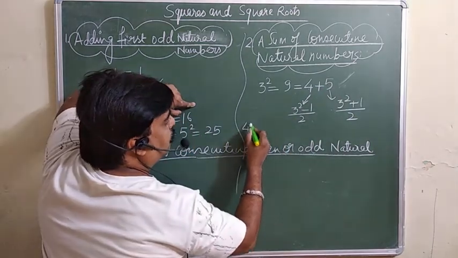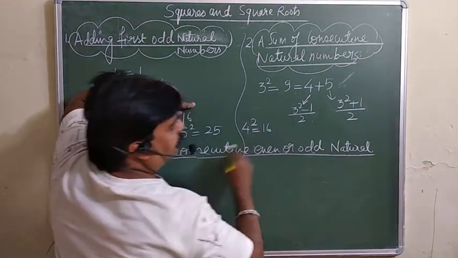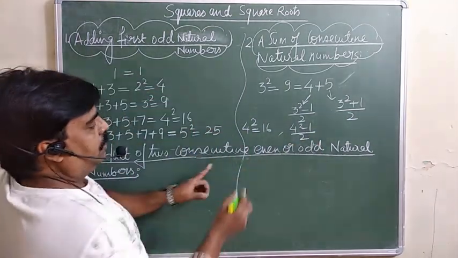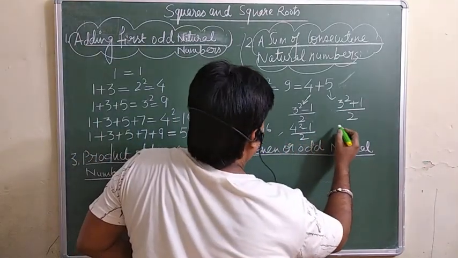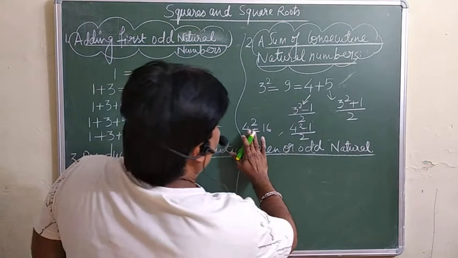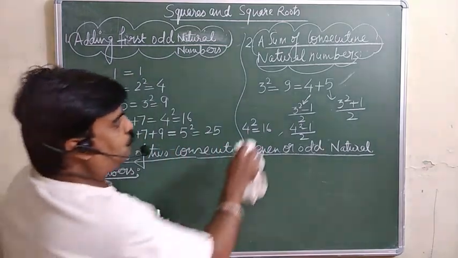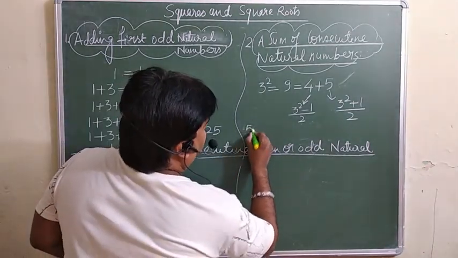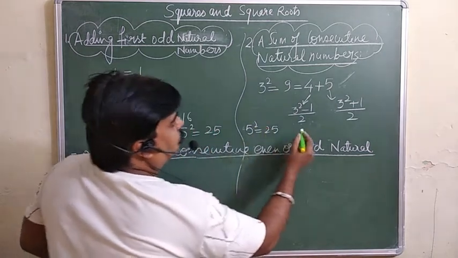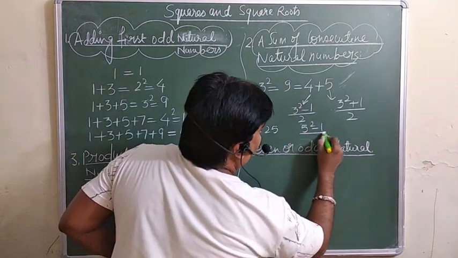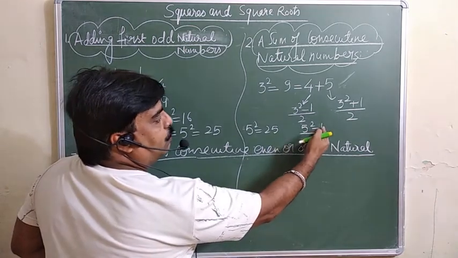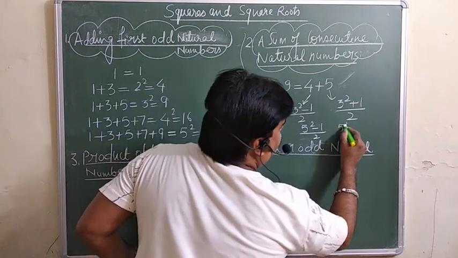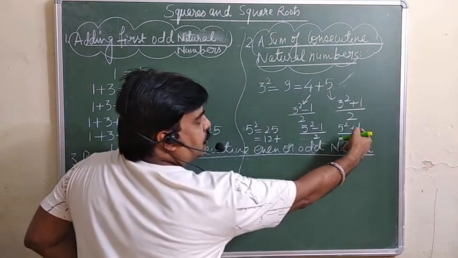Similarly, for example, you want to do the 4 square, that is 16. Now this number is the square of which number? 4 square minus 1 by 2. We are taking odd numbers only here, so in place of 4 I am taking 5. So 5 square, that is 25. You can say 5 square minus 1 by 2, that is 25 minus 1 is 24, by 2 is 12. And 5 square plus 1 by 2, 25 plus 1 is 26, by 2 is 13.